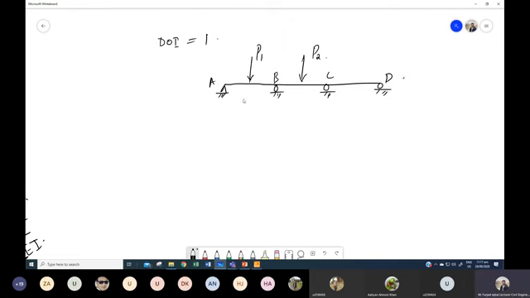Plus, how many unknowns do you have in this beam? 5. 5 sir. Okay, 5. Actually, if there is no horizontal load, we don't consider it. So okay, 5. So how many equations?